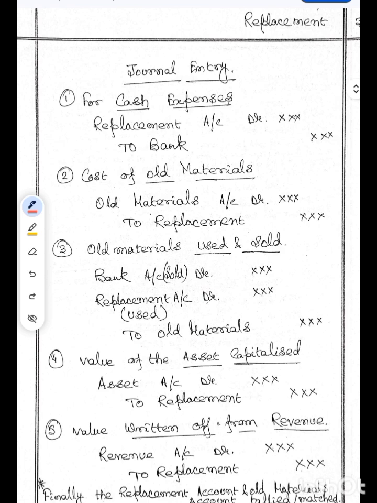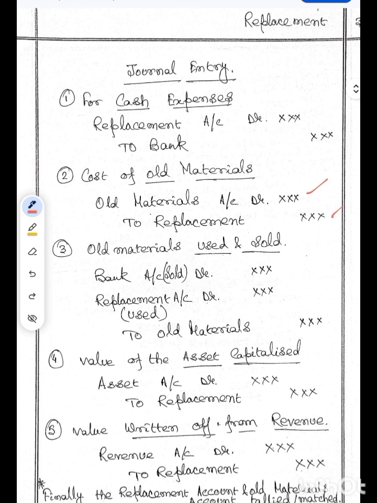Next, entry number 2, cost of old material. The total old material, as I have already told, regarding any materials realized from demolishing the old plant, the total value of the old material comes in this entry, and that is old materials account debit to replacement.